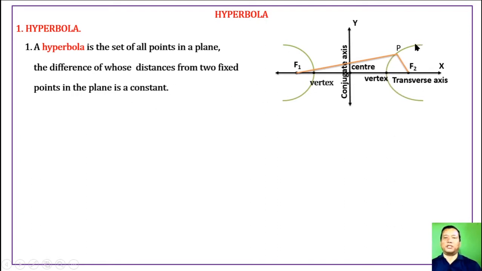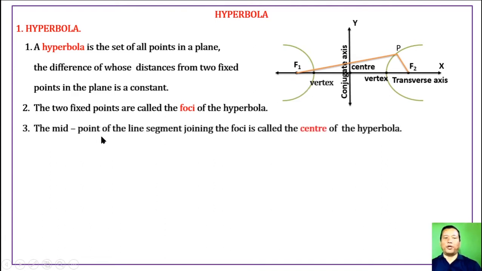In this picture, these two green parts are the hyperbola. P is a point, and F1 and F2 are the two fixed points. The two fixed points are called the foci of the hyperbola. That is, in this picture, F1 and F2 are the foci of the hyperbola. The midpoint of the line segment joining the foci is called the center of the hyperbola.